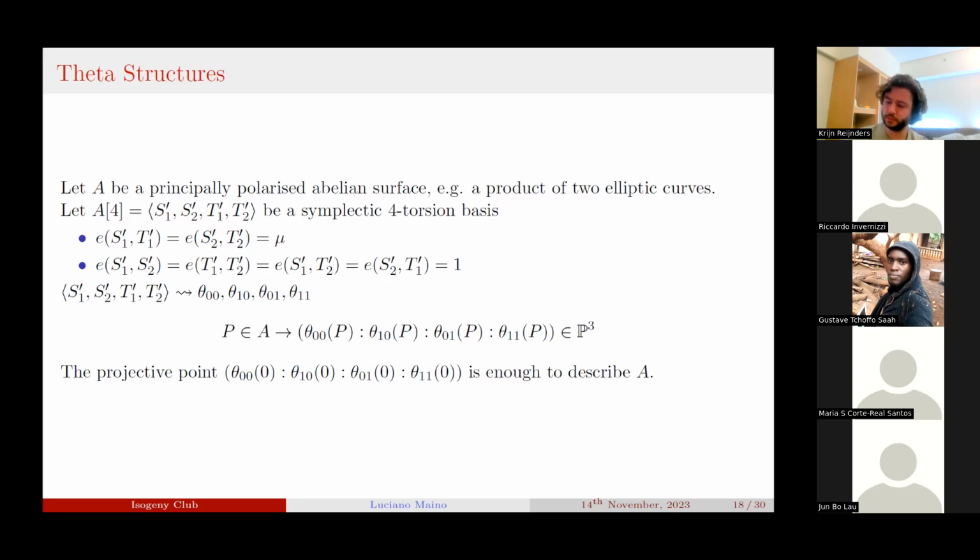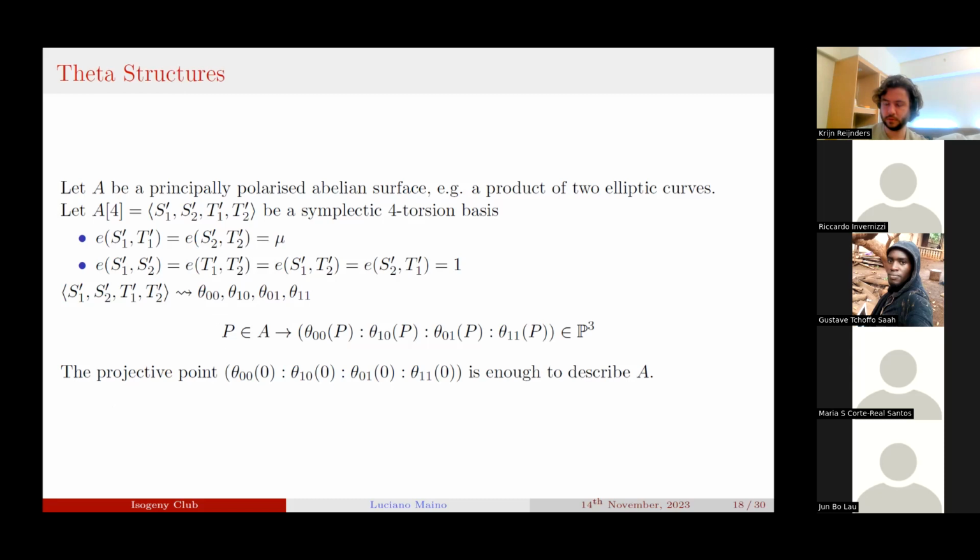Once we have this symplectic fourth torsion basis, it defines 4 functions called theta functions, and these theta functions are useful to describe the Kummer surface of this abelian surface. In this case, we order these functions using the following indices: theta 0,0, theta 1,0, theta 0,1, theta 1,1. This ordering matters, especially for the formulae I'm going to describe later on. Using these theta functions, we have a way to describe the Kummer surface inside the projective space.